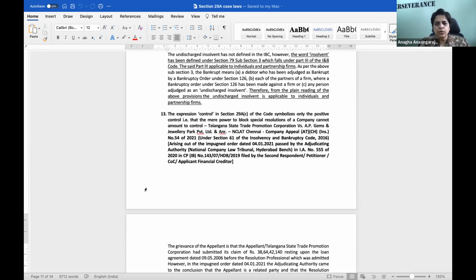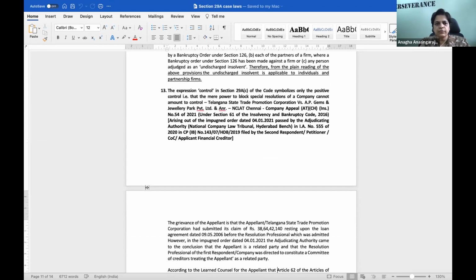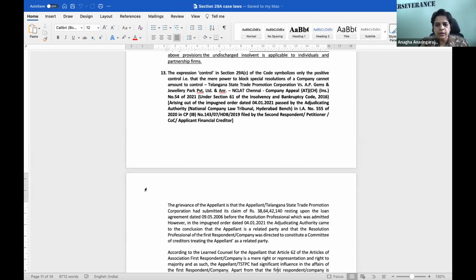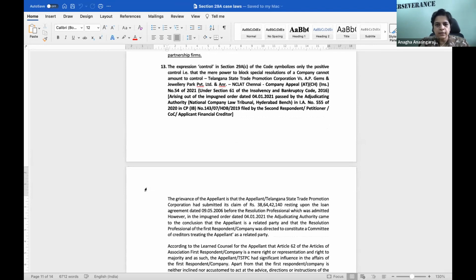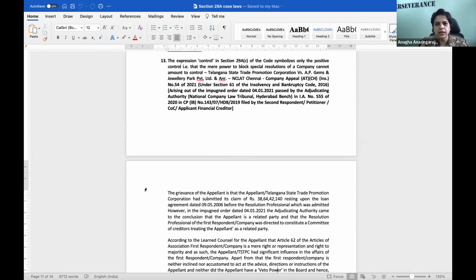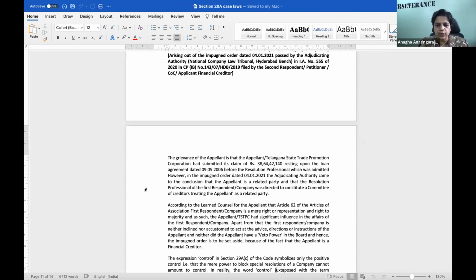Now the expression control under 29A was discussed in this particular case. This case law discusses that this expression control in section 29A(c) symbolizes only positive control. That is, the mere power to block special resolutions of a company cannot amount to control. So just because you are holding a certain number of shares and you have the power to block the special resolutions by virtue of the agreement or by the articles, that doesn't mean that you have control as envisaged in 29A(c) of the code.